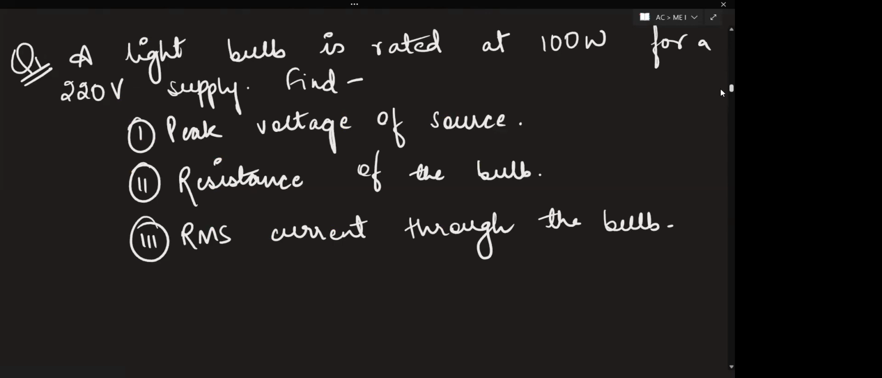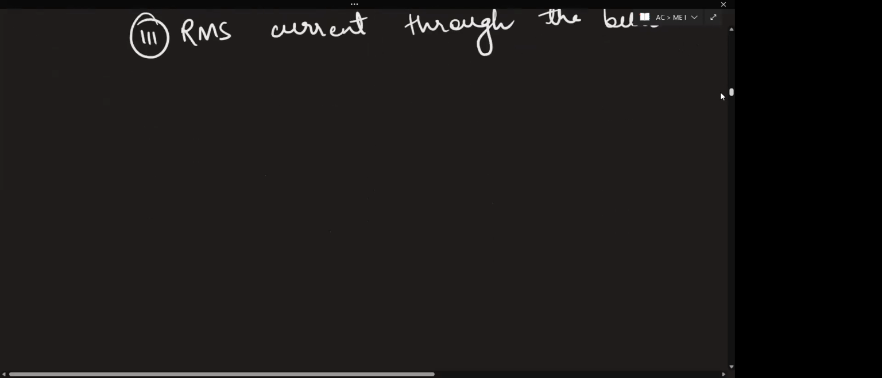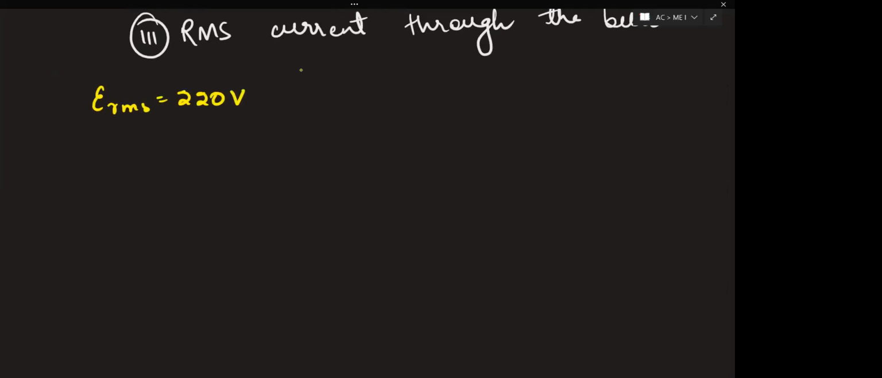See, a light bulb is rated at 100 watt for a 220 volt supply. So power is given to you, ERMS is given to you. You have to tell the peak voltage, resistance, RMS value. See, this is not difficult. Why? Because you have ERMS given as 220 volt, and one more thing that you have is power. Power is given as 100 watt.